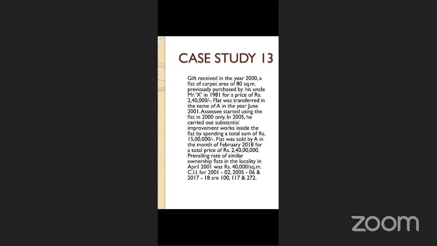The prevailing rate for a similar ownership flat in the locality in April 2001 was 40,000 per square meter. Cost inflation index for 2001, 2005-06 and 2017-18 are 100, 117 and 272. Here you see they are given all the cost inflation indexes. So you know how to select the cost inflation index date-wise, right? So let us see the data.